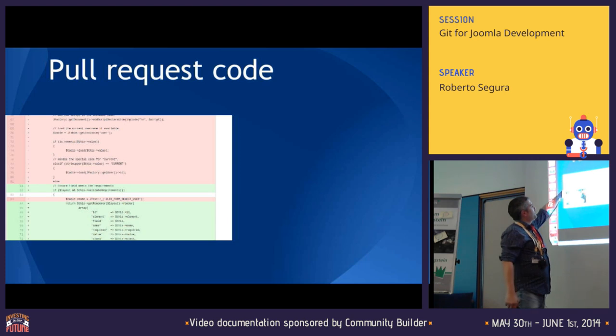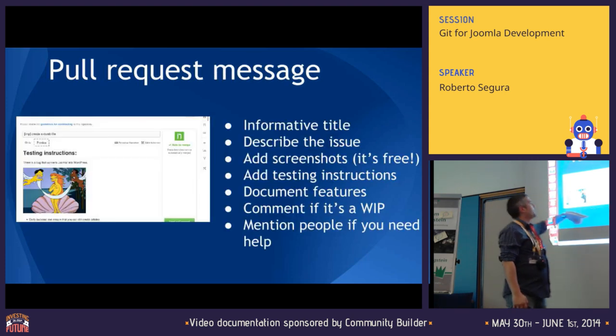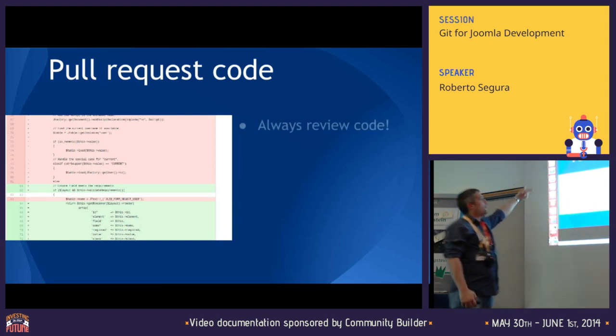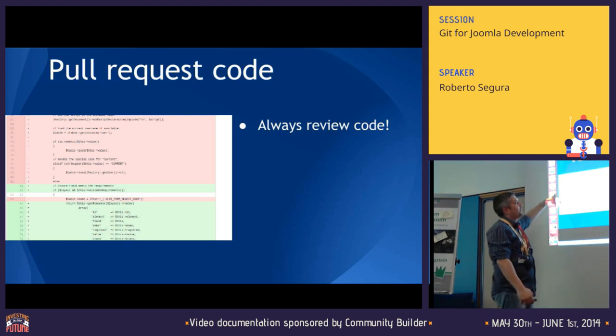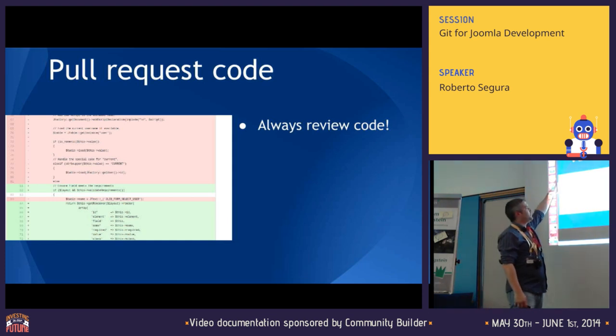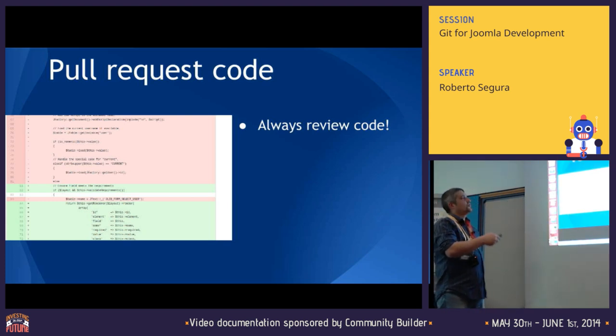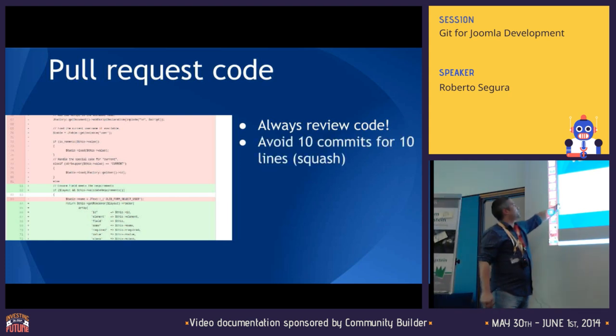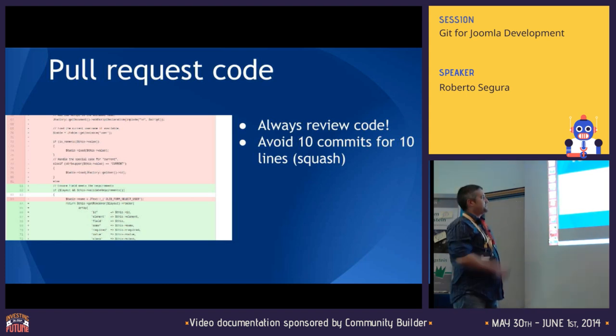And when you submit the form, before submitting the form, be sure you review all the code, because I found that once out of every three times, I put in code that I don't want to be there. So this is the better place to have a final look and see if you have made a mistake, or included things that you don't want there, or even code style issues. It's easy to see everything there. Avoid sending 10 commits for 10 lines.